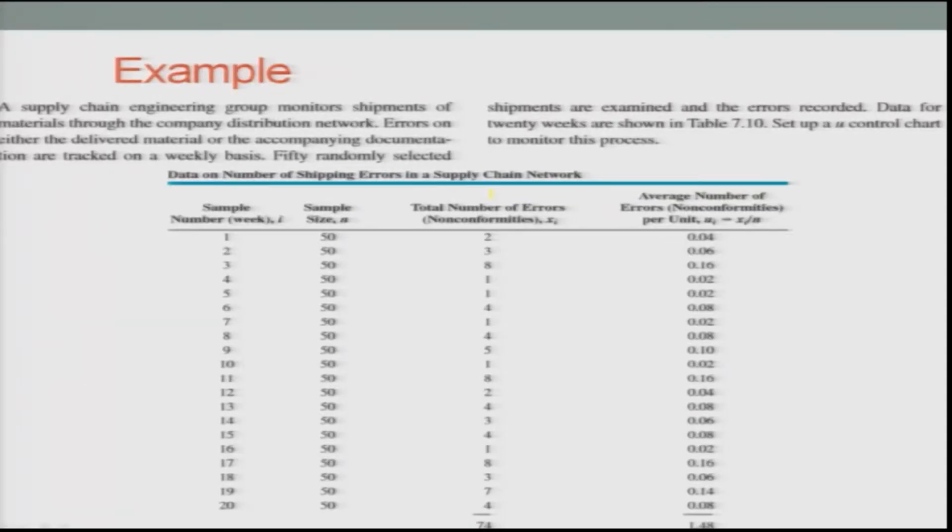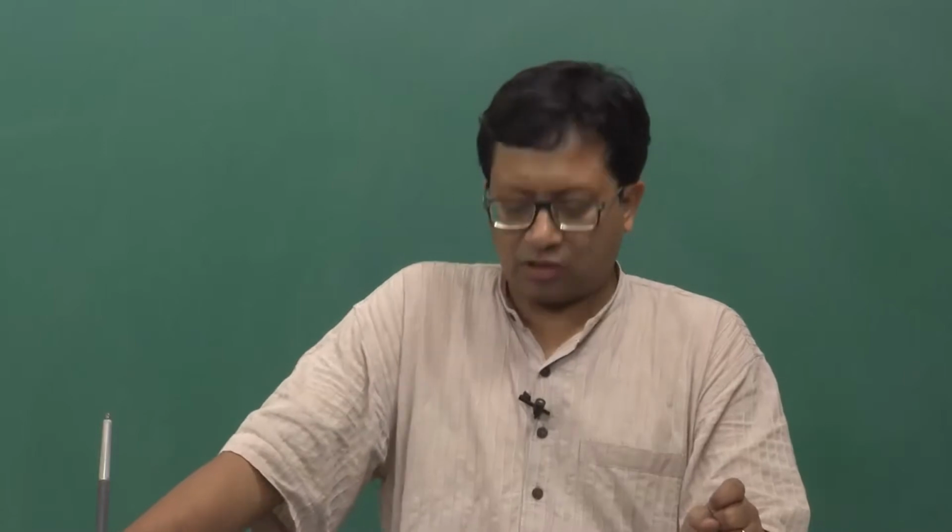Now in the next example, a supply chain engineer group monitors shipments of materials through the company's distribution network. Errors either on the delivery material or the accompanying documentation are traced on a weekly basis. 50 randomly selected shipments are examined and errors that occurred are recorded, and data for the 20 weeks are shown in figure 7.10. And then you want to set the u charts and find the u bar and the upper control values and the lower control values.